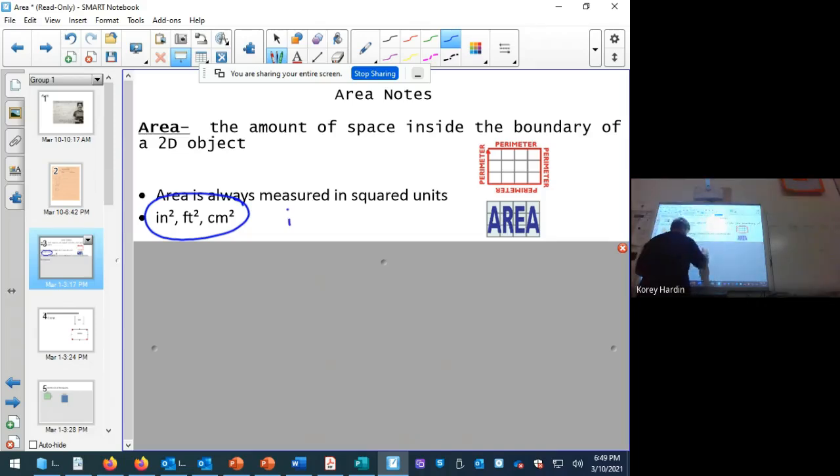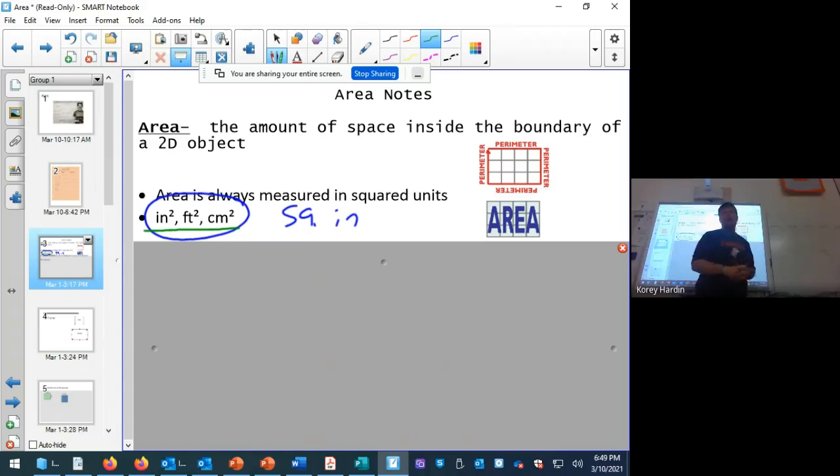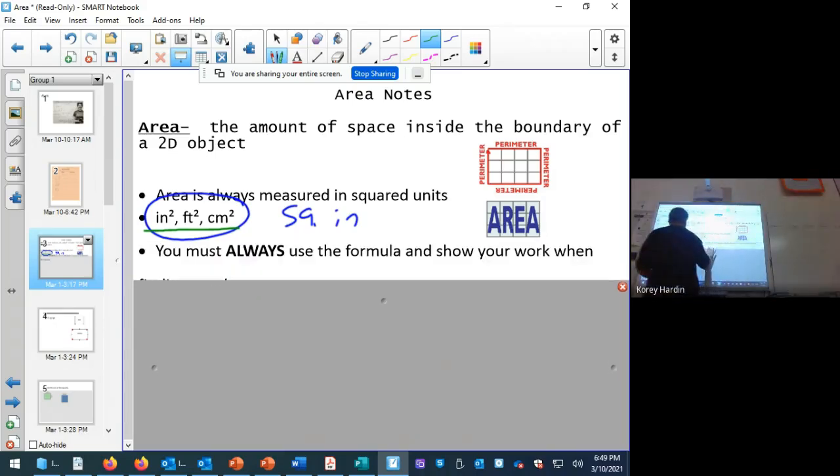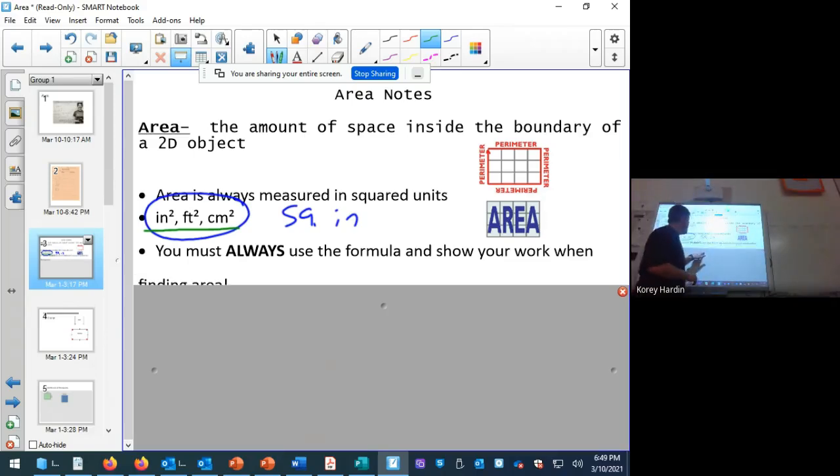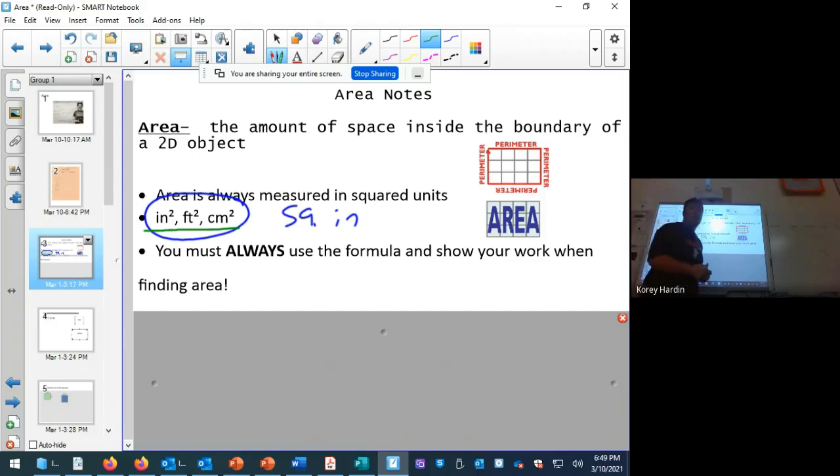Or you can say, if it's inches, you can just say square inches, okay? Now this way, I will tell you, is a lot more common. You will see it a lot more, and it kind of looks more professional, but we'll take either, okay? Now, one of the most important things with this, you must always use the formula and show your work when finding the area, all right? You have to show what formula you're using. Without a formula, you're not going to get these. There's no way to answer them without a formula.